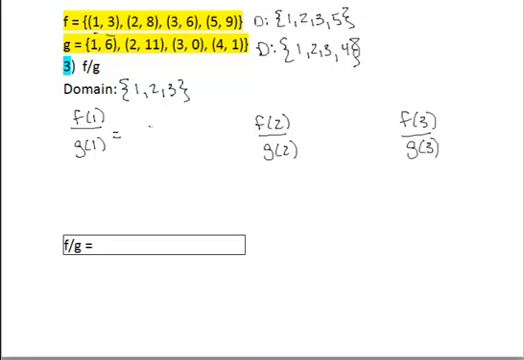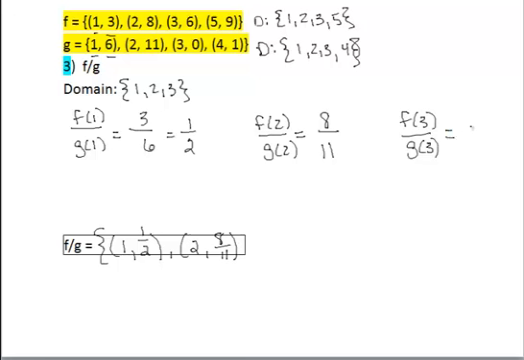As we know already, f of 1 is 3, g of 1 is 6, and this reduces to 1/2. So f of 1 divided by g of 1 gives you 1/2. f of 2 is 8, g of 2 is 11. So you put in a 2 and you get out an 8/11.